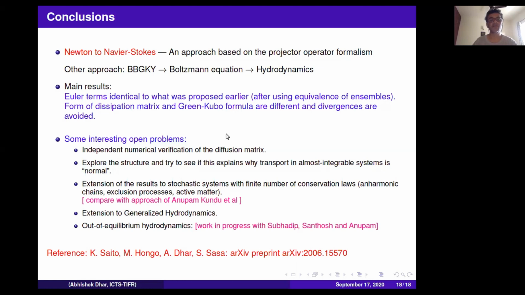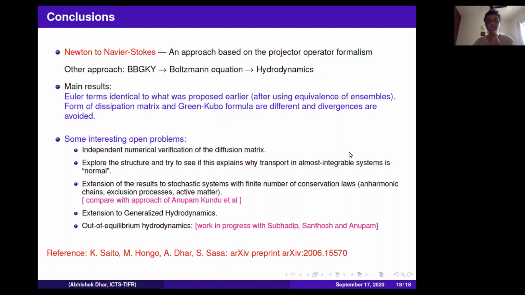Some other interesting open problems are: we have got this diffusion constant, but can we verify this numerically or independently in some other way? Then there's the question of transport in almost integrable systems, which is very strange and unexplained. Now that we have a lot more structure in the equations, we want to see if this can be explained. Then there is the use of this formalism for stochastic models with a finite number of conservation laws, for example, anharmonic chains, exclusion processes, and so on.